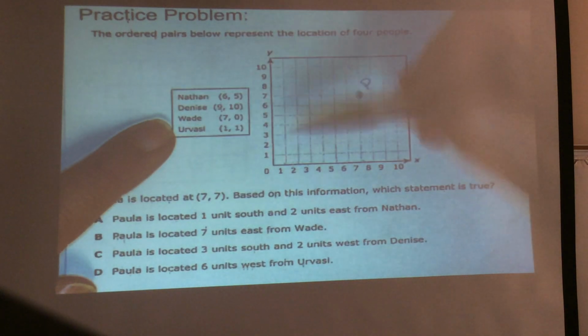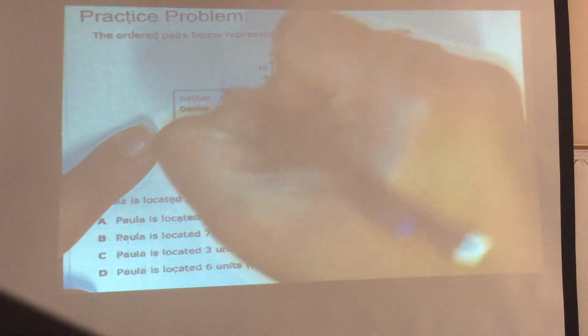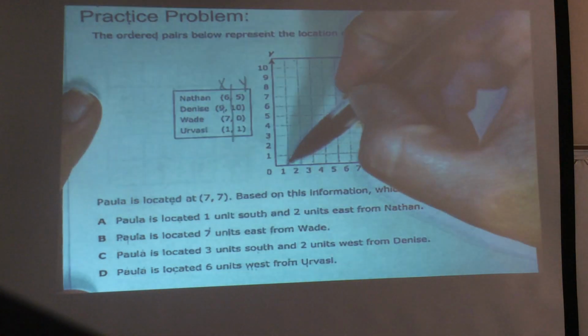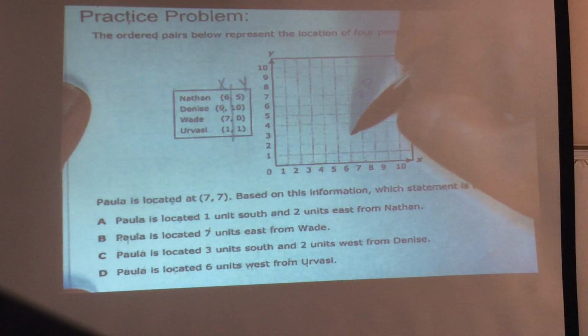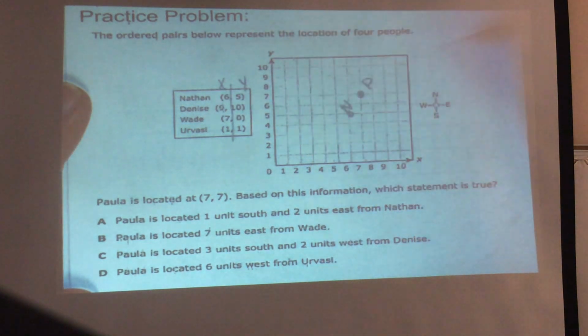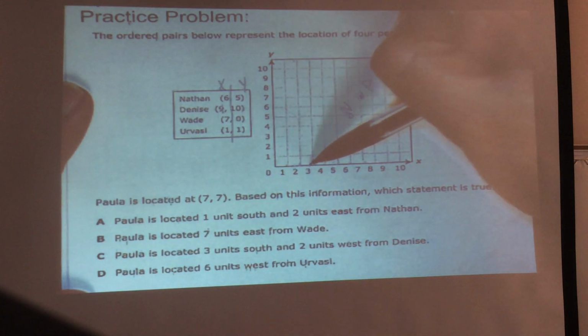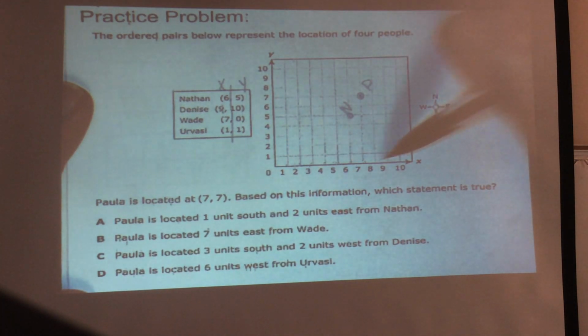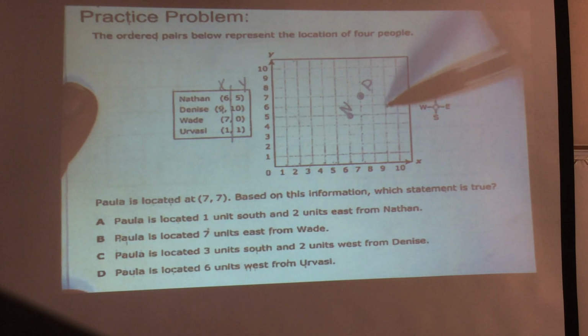Then I'm going to plot these points. Nathan. First is my x, second is my y. So I'm going to go over 1, 2, 3, 4, 5, 6, and up 1, 2, 3, 4, 5. D, I'm going to go over 1, 2, 3, 4, 5, 6, 7, 8, 9 for my x and up 10 for y. 1, 2, 3, 4, 5, 6, 7, 8, 9, 10.